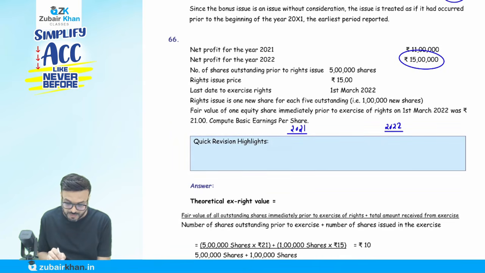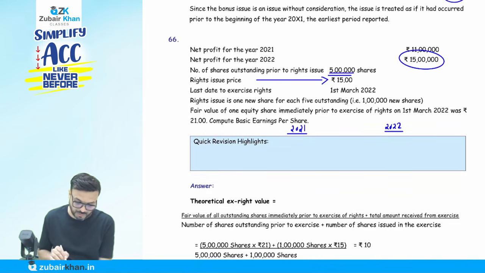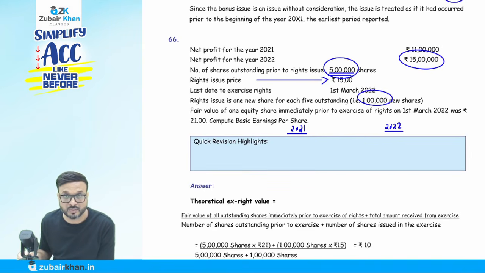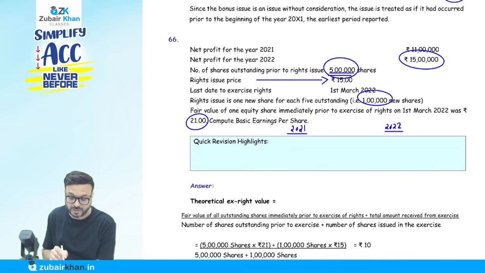Number of shares outstanding before the rights issue, we are offering how much? 5 lakh shares. We are offering at what price? 15 rupees. Last date of exercise is 1st of March. Rights issue of 1 new share for each 5 outstanding. It means for 5 we are offering them 1 share. So they have 5 lakh shares, we are offering them how much? 1 lakh shares. So the fair value of 1 equity share immediately prior to the exercise of the rights issue on 1st of March 22 was rupees 21. So the fair value is 21. We are offering them at what? 15. Now understand one by one.